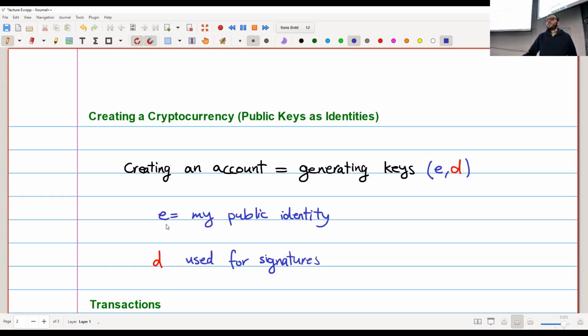So I have a situation where I don't really need to have a name. I can just have my public key and my private key. And since signatures can only be created using my private key, everyone else can verify that the owner of this account is making some transactions, even though they don't know who the owner is. Okay? That's the first idea that we have when we want to create a cryptocurrency from scratch.